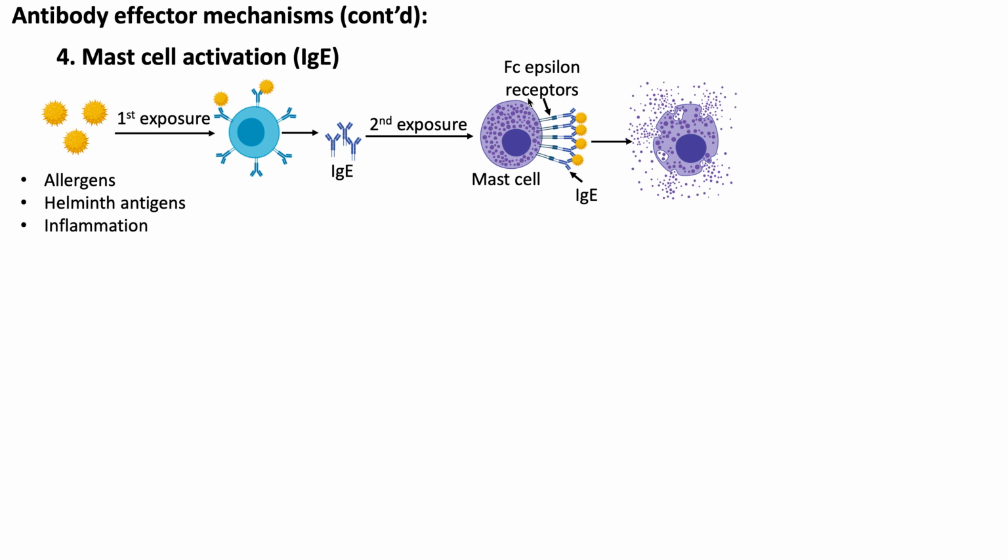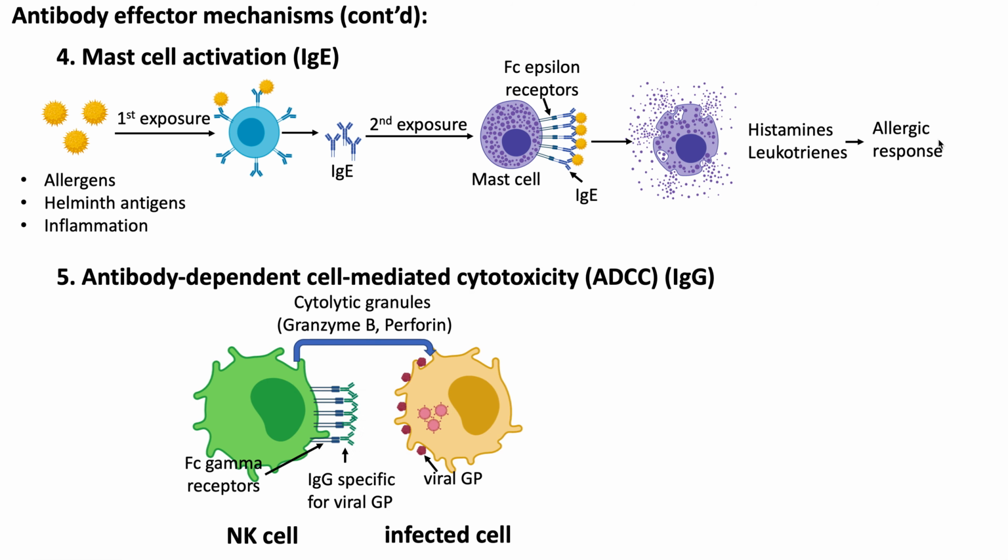And on a secondary exposure, these IgE molecules have bound to the surface of mast cells via binding to these Fc epsilon receptors, these receptors that bind to the constant region of the IgE. When these IgE molecules bind to their antigen, this induces degranulation of this mast cell. These granules are full of histamines and leukotrienes, lots of things that are important for the anti-helminth response, but in our case, it's probably more relevant that these induce the allergic response.